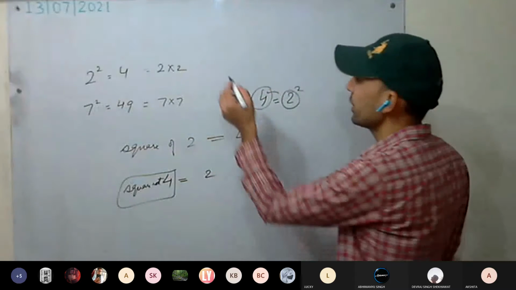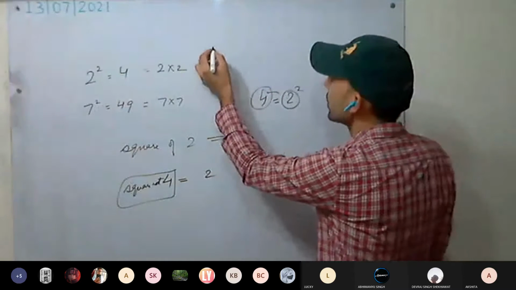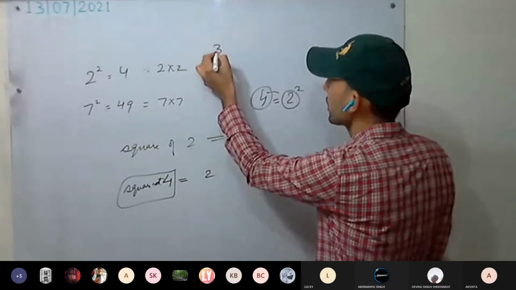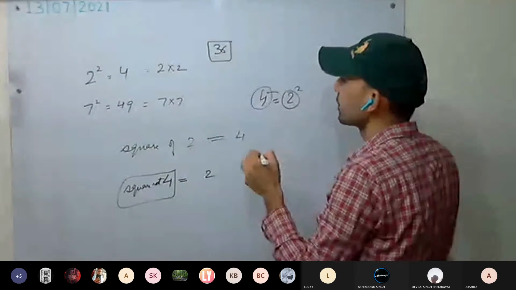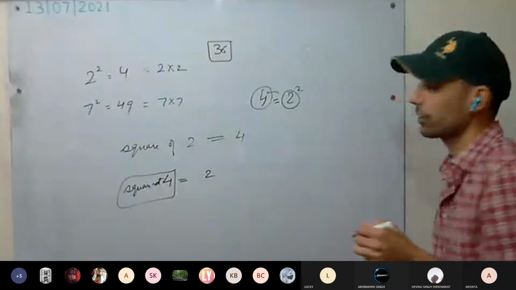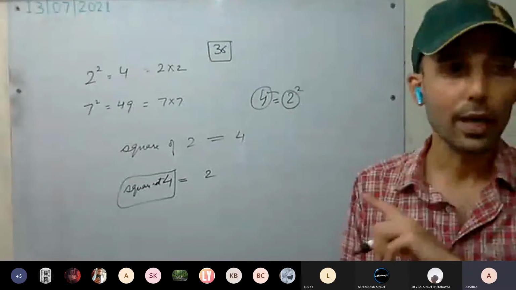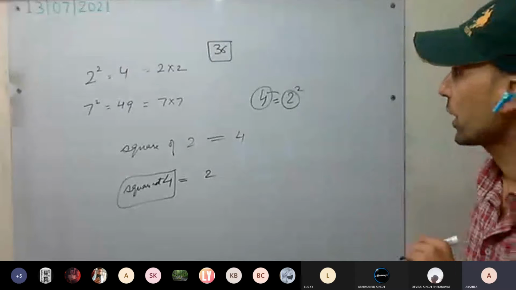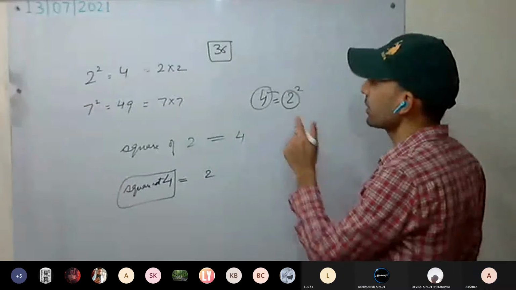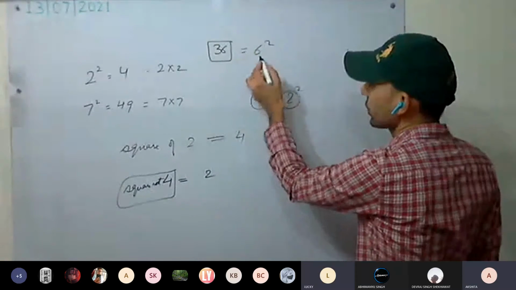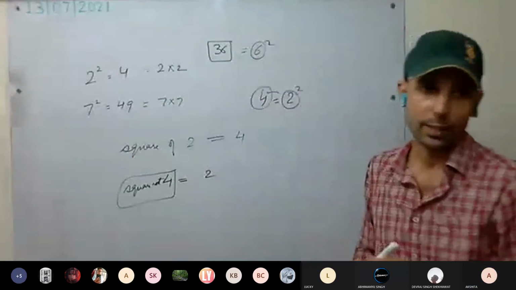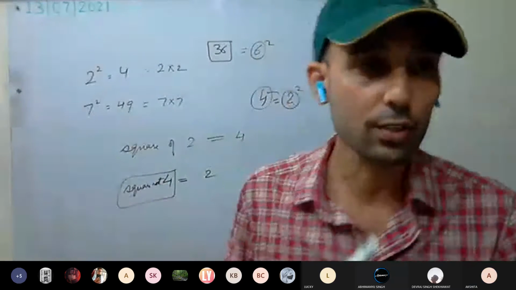If 36 is given, you have to calculate the square root of 36. How can you calculate the number whose square is 36? It is 6, 6 squared. So 6 is the square root. When a bigger number is given, it is difficult to calculate.